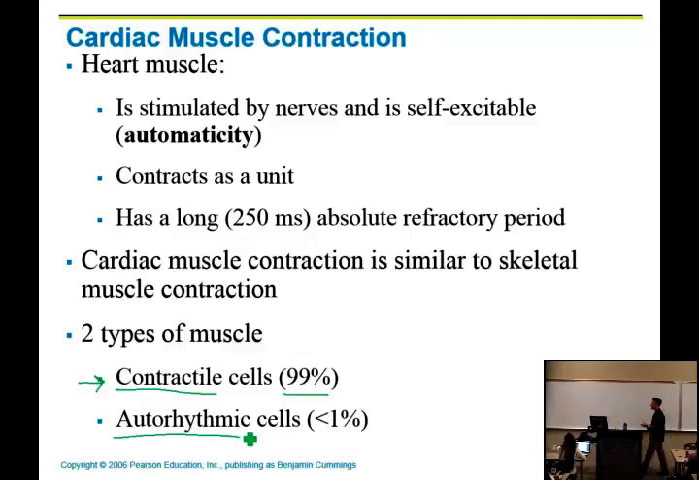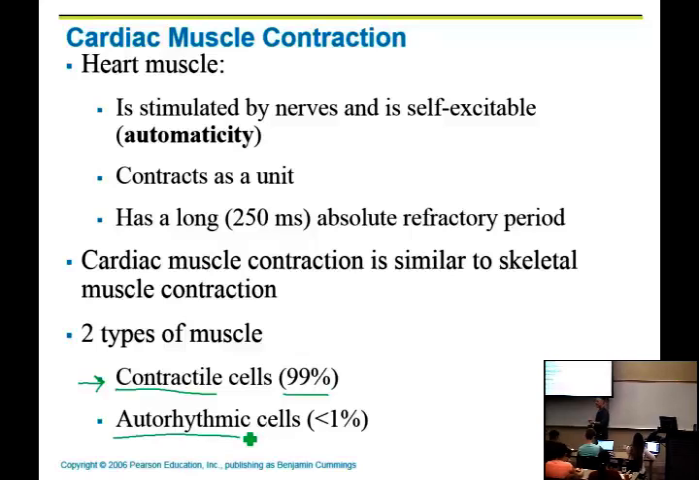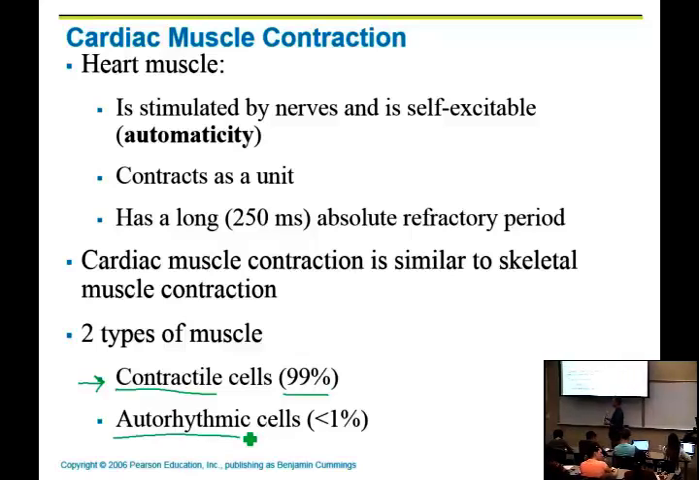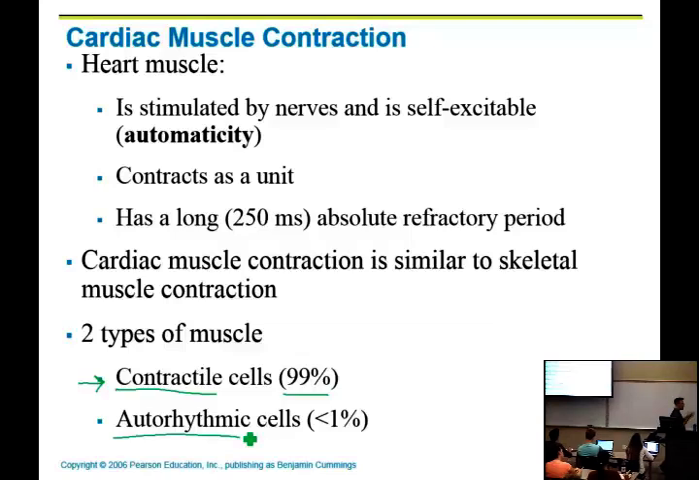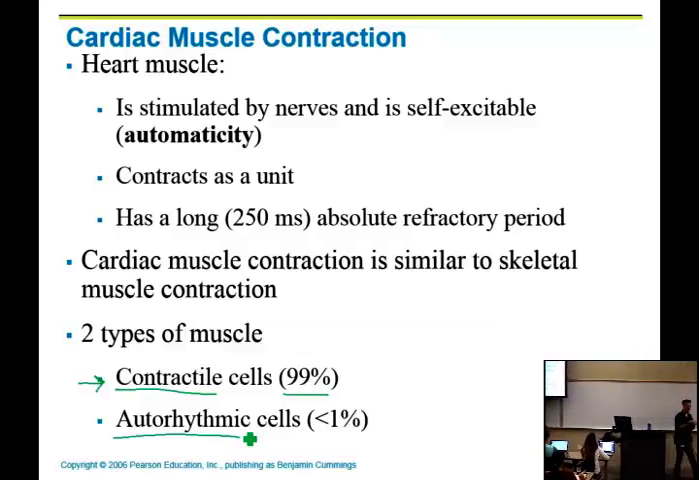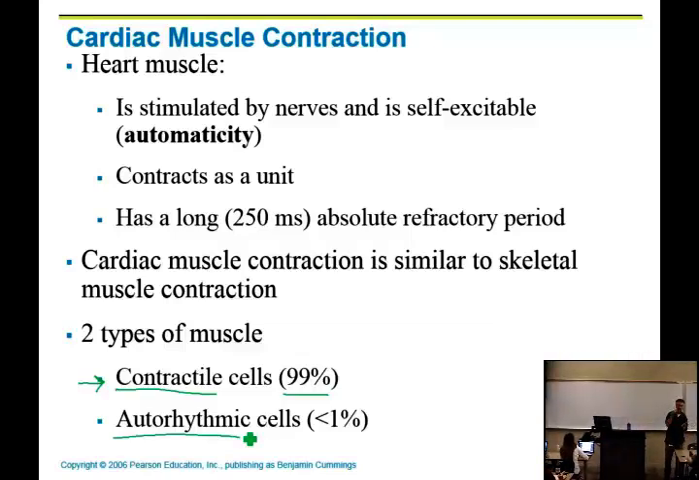So autorhythmic cells are, in fact, cardiac muscle cells. Their shape is a little bit different, as you would imagine. They don't quite look like they have the striation patterns we see with the contractile cells. But their job, as the name indicates, is to generate, on their own and in a regular way, that heart rhythm. They are the pacesetters of the heart. They are the ones saying to the contractile cells, okay, contract now, now, now, now, faster or slower depending on the needs of the body at the time.